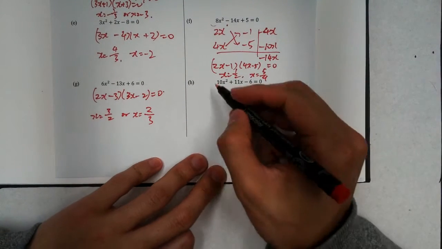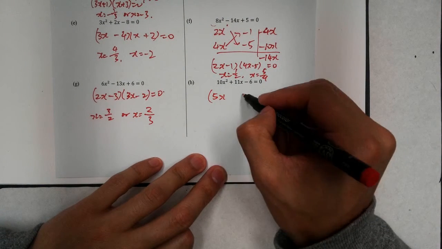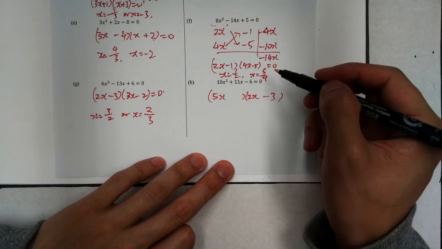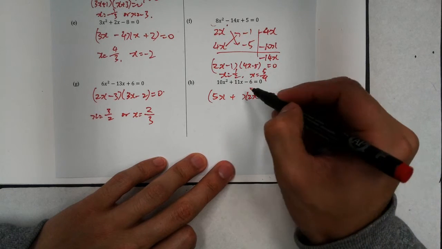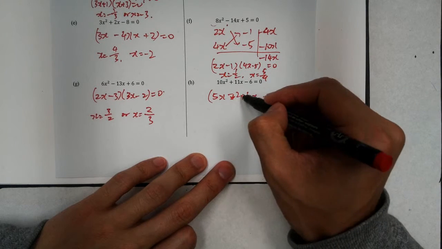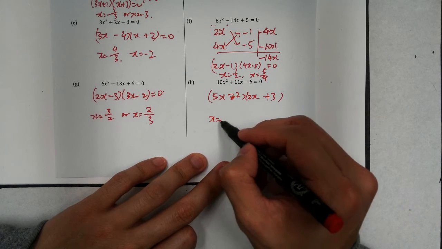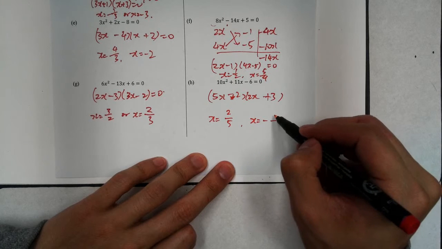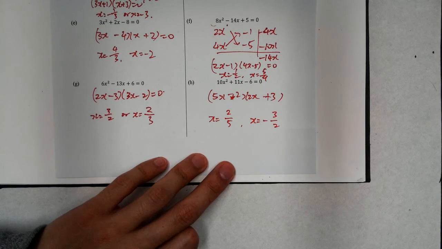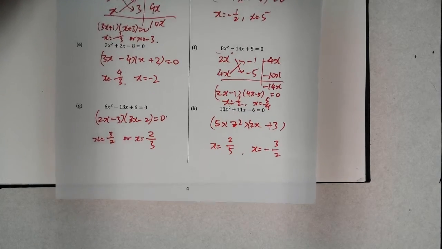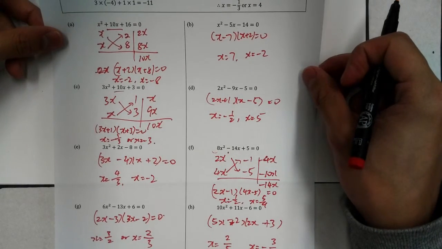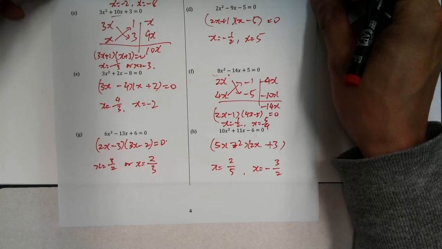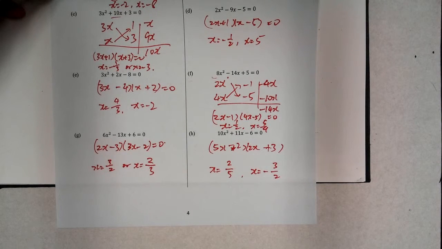Okay, last one will be similar. Okay, 5x and 2x. Okay, and then minus 3. Minus 3, this is positive, plus 3 and negative 2. So x would be equal to 2 on 5, and x would be equal to negative 3 on 2. So hopefully they are correct. And that's all for the answer. Some has working out, some doesn't, but you still can check whether you do the same as I did.